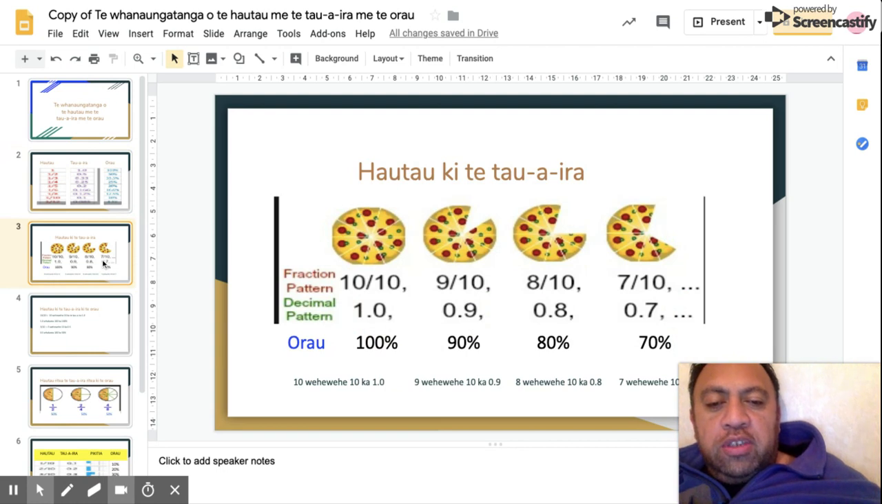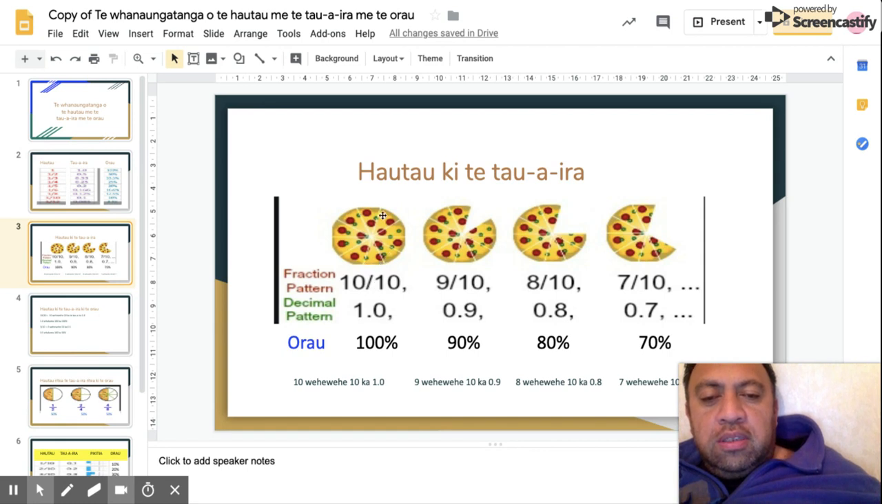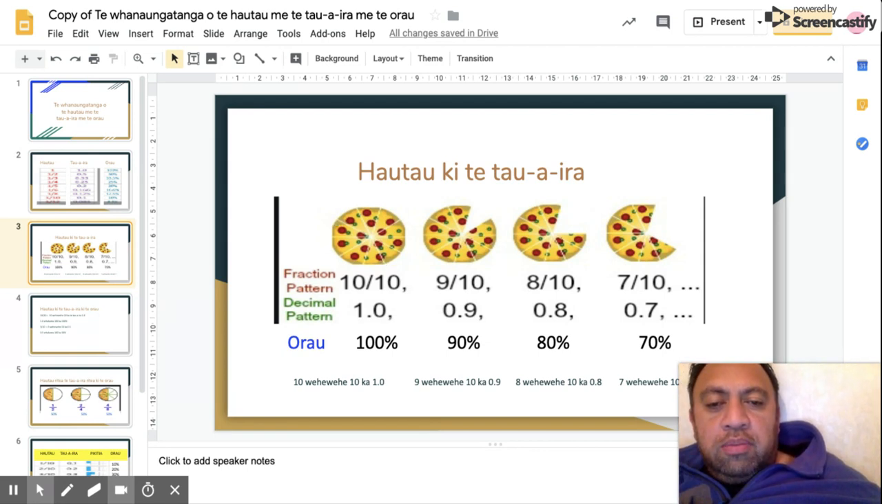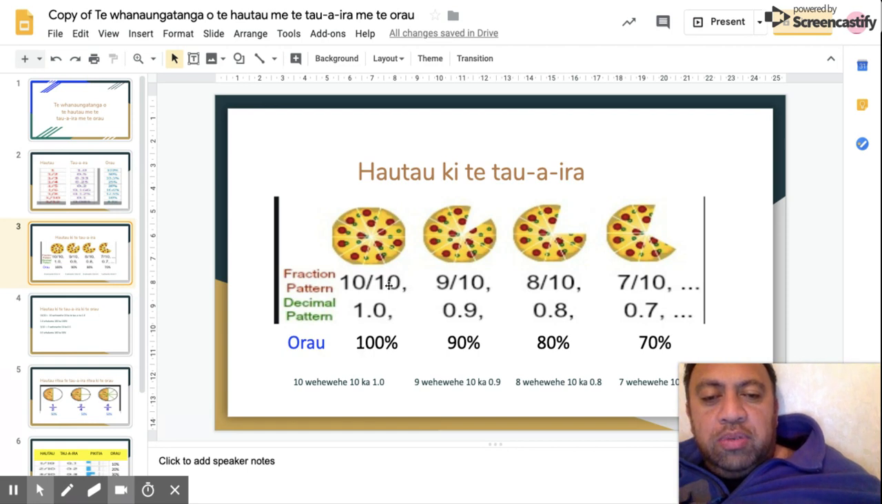Here we have it in a picture form. As we see in a fraction, a full pizza is one whole. So in this instance, there's 10 pieces of pizza. So therefore, it's one whole pizza, which, as we said before, when I showed you in the last picture, 1.0 is the equivalent to one whole. And now that we've introduced Orau, which is percentage, it is the same as 100%.